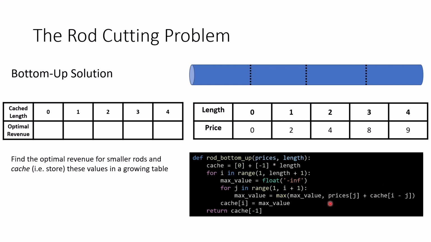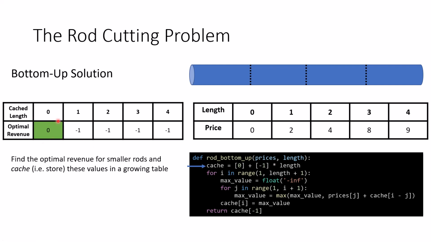So the first term here is going to consider a rod of length j, and this here is going to be the optimal price for the remainder of the rod. Okay, so I'm going to show you what I mean by that as we actually go through the algorithm. So we're going to start off with our cache.